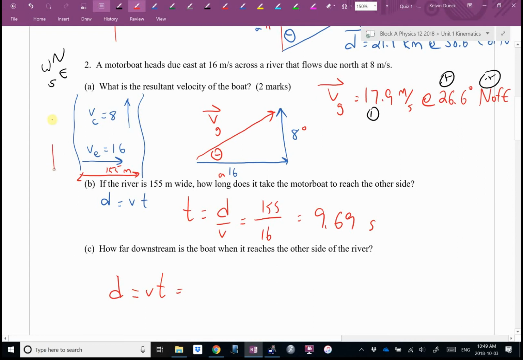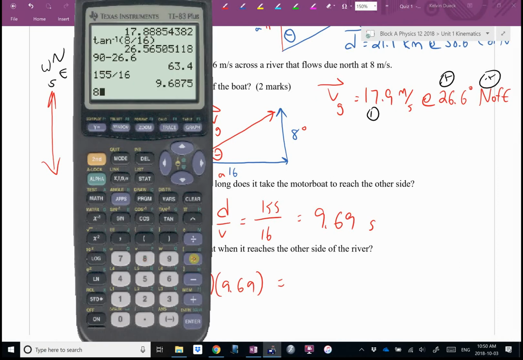Which v? Well, downstream is in the north-south direction, so I'm going to use the velocity that's in the north-south direction, which is 8, and I'll use the time. I'm going to write 9.69, but I'm going to use my answer button, 8 times answer button. Do y'all get, oh, nice, 77.5 even? Yeah.